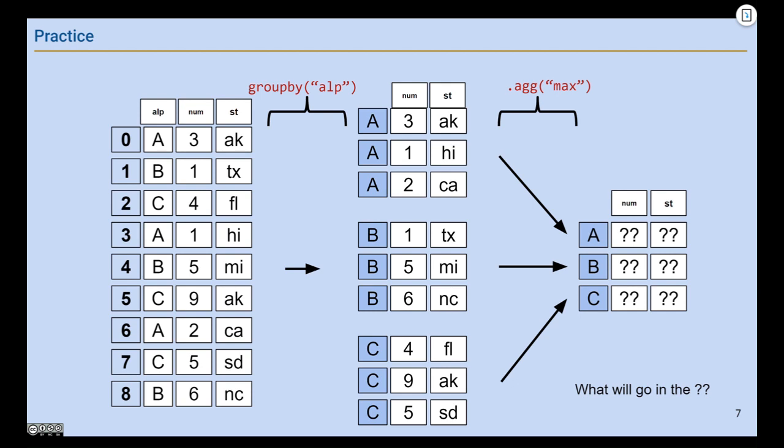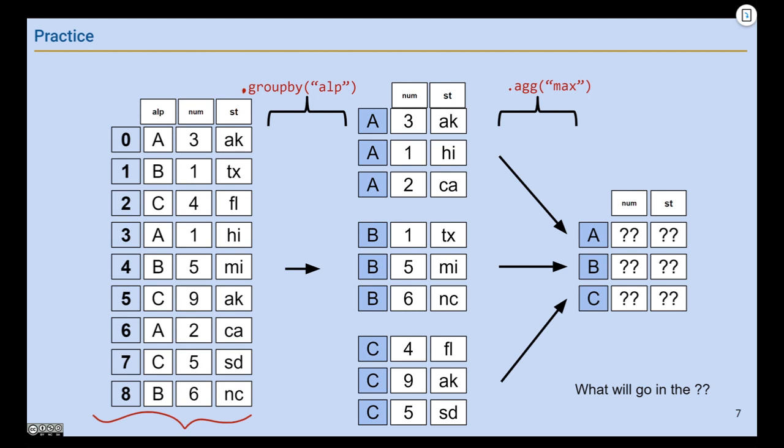All right, let's try some practice. So suppose this is my original data frame. I call a groupby on this original data frame, and I'm grouping by the alph column, and then I'm aggregating using max. So here I haven't specified which columns to aggregate. I'm just saying aggregate all of them using max. So take a minute and see if you could predict what's going to go in the question marks here.